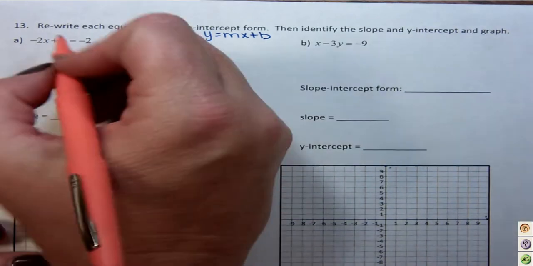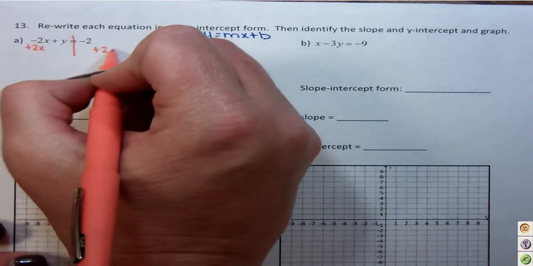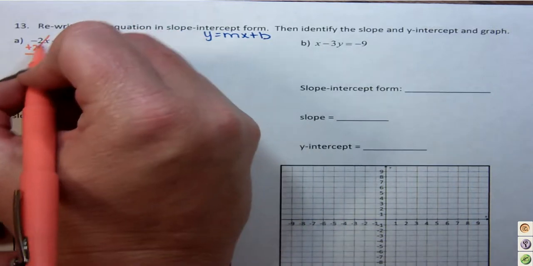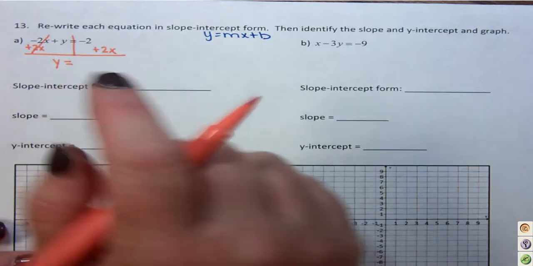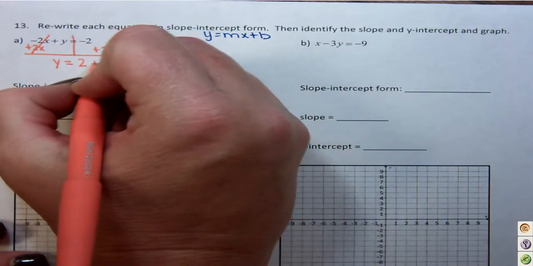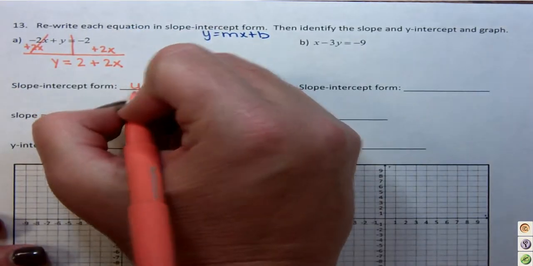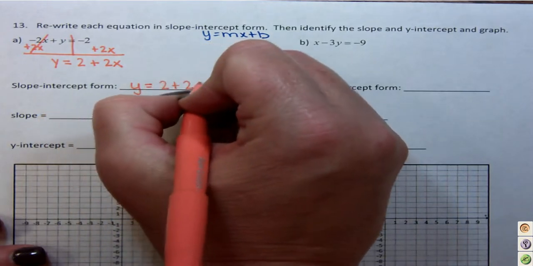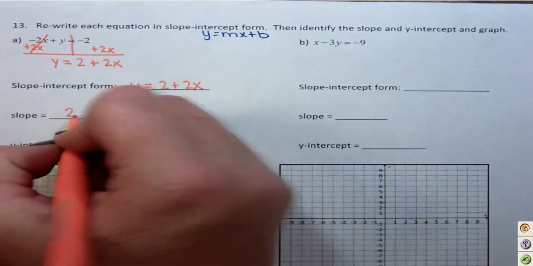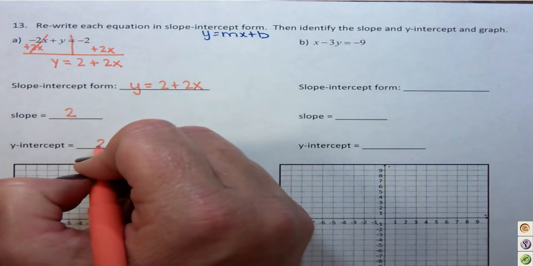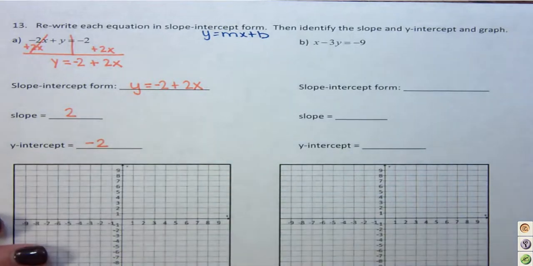So here we go. If I'm trying to get y by itself, I'm going to add 2x to both sides. These two x's cancel, so I'm left with y equals. These both do not have an x, so you cannot combine them. So I'm going to leave it as 2 plus 2x. Well, I have y by myself, so it's in slope-intercept form. So y equals 2 plus 2x. Remember, your slope, once it's in this form, is the one next to x. So my slope is 2. Then my y-intercept, that should be negative 2, Ms. Campbell. So my y-intercept is negative 2.